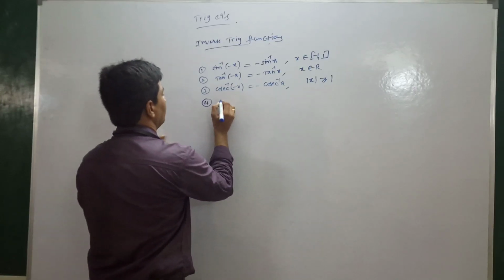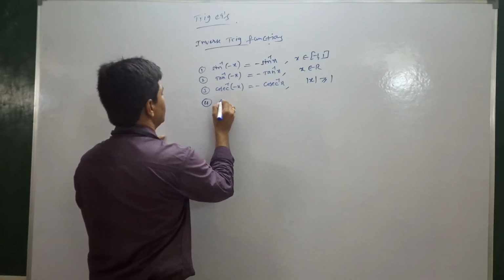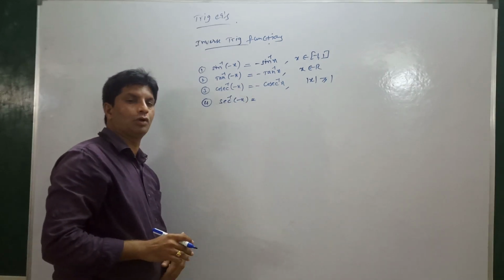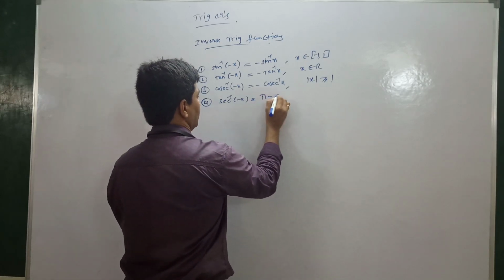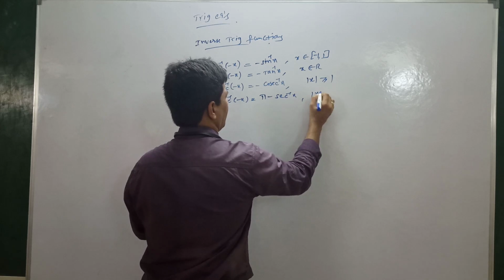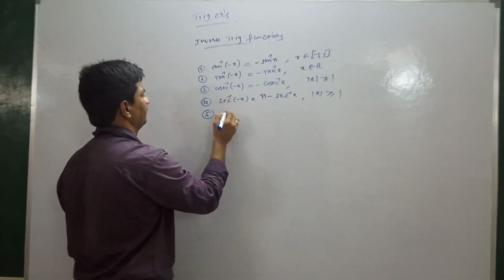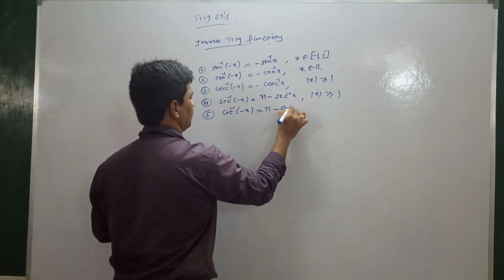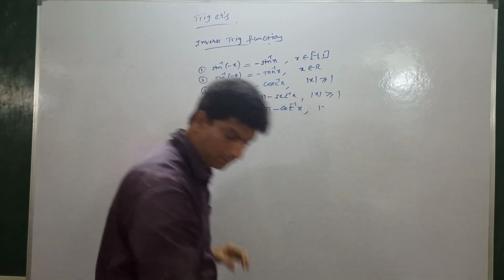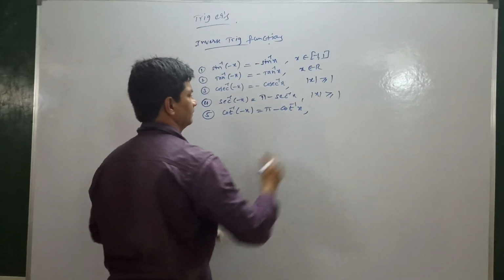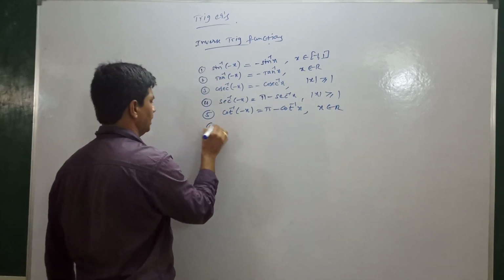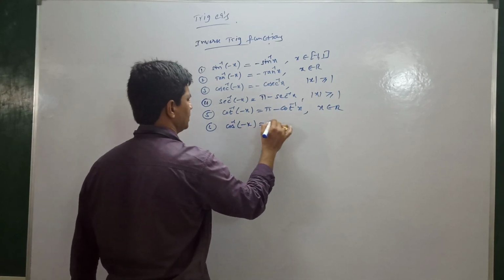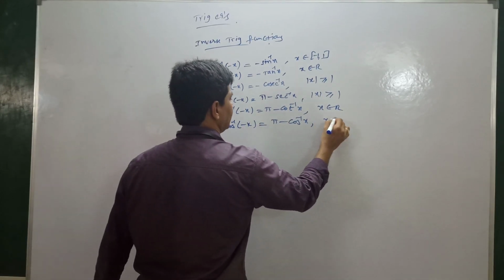Understood? Now we will go to the next one, secant inverse of minus x. Secant inverse of minus x means we should not write minus secant inverse of x. This is pi minus secant inverse x, for mod x greater than or equal to 1. That is number 5. Next, cot inverse of minus x is also pi minus cot inverse x. Number 6, the last one: cos inverse of minus x is pi minus cos inverse x. For this, x belongs to the closed interval [-1, 1].